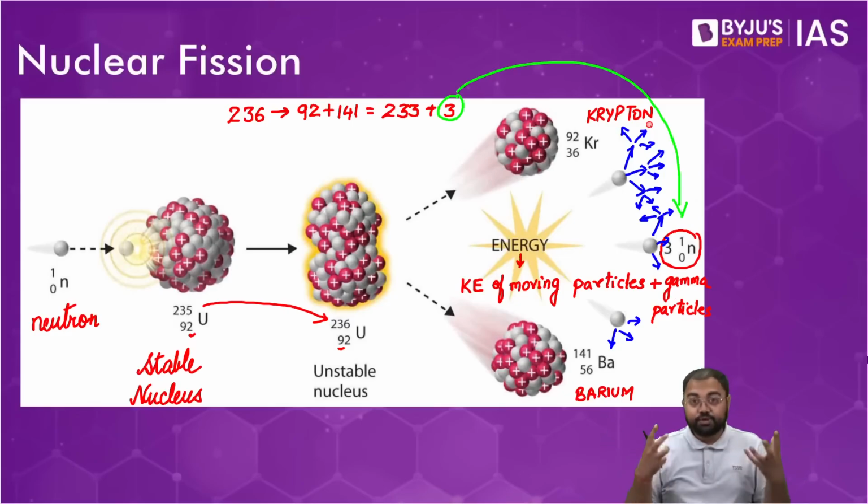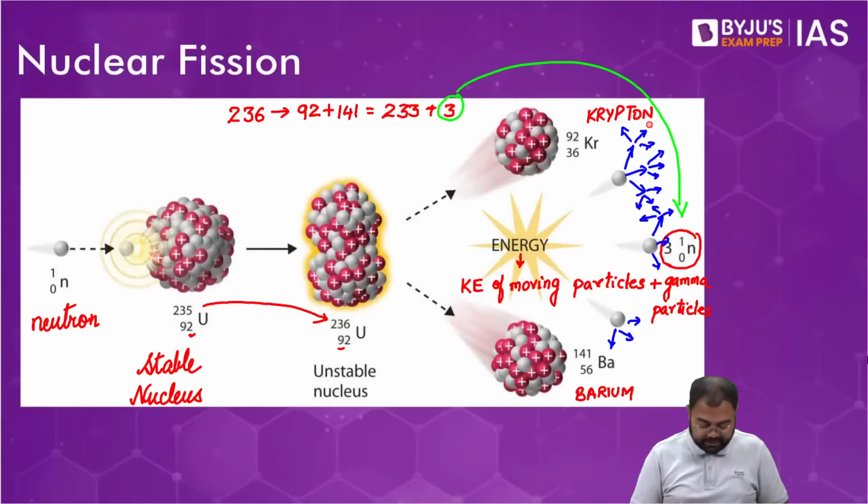And that's why a huge amount of energy can be released here, and this is the energy that we will have to control. We will have to find a way to control this energy. If you control this energy, then you produce electricity from here. If you don't control this energy, you get an atom bomb out of it.